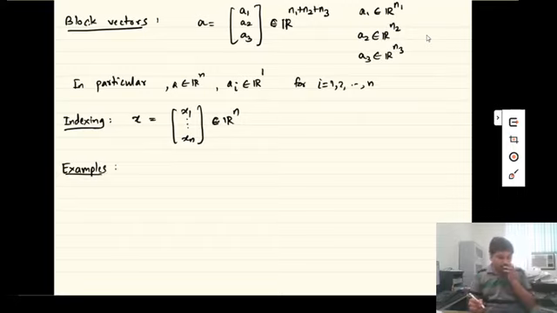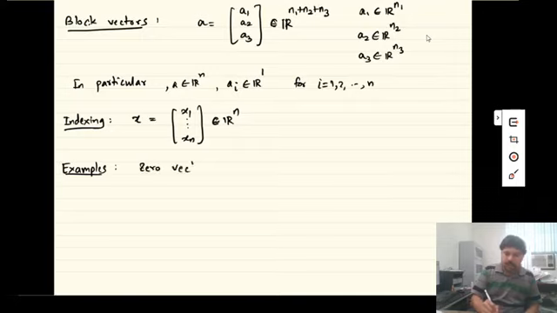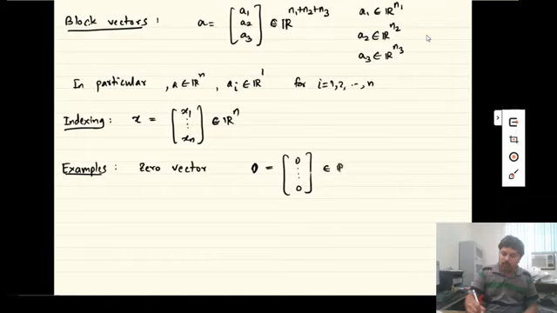One of the most important vectors is the zero vector. This vector plays a very crucial role. And what is that zero vector? I will denote it by 0. So now when I write down this 0 equal to (0, ..., 0) belonging to R^n, it is basically a list of n zeros.